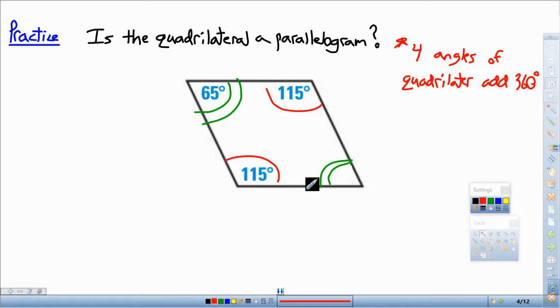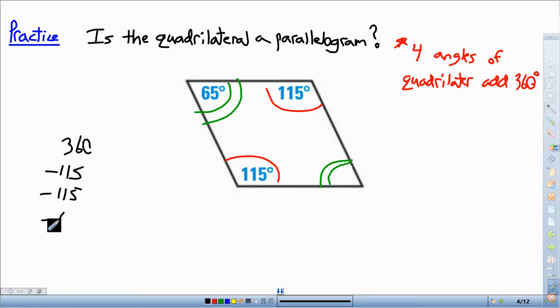So we can actually figure out this missing angle since we have all of the other angles. Just like what we did with triangles, where we would subtract from 180, we can do the same thing here. We can take 360 and subtract all 3 angles, so 115, 115, 65. Just to double check, I'm going to do this on my calculator, even though I'm pretty sure it's going to give me what I expect. So 360 minus 115 minus 115 minus 65, and yeah, it looks like I'm getting 65 for my missing angle.